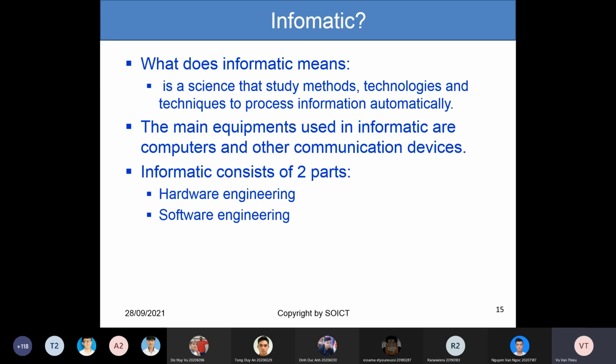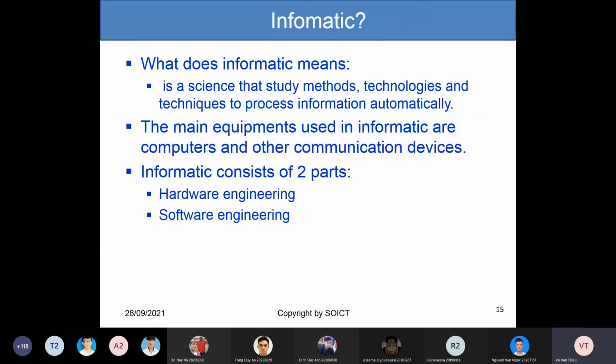In the 20th century, informatics consisted of two parts, or was split into two parts, hardware and software. Hardware studies the equipment, how to build, how to organize, how to produce equipment. And software studies how to create, how to build a program, software, application, so that it can run on equipment. So that is the concept of informatics at the beginning.